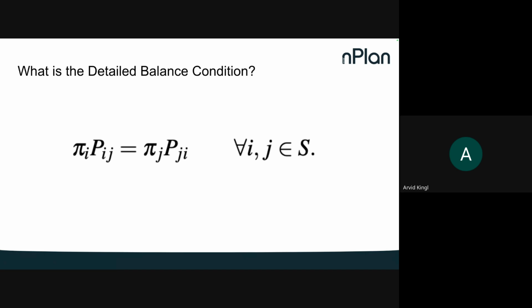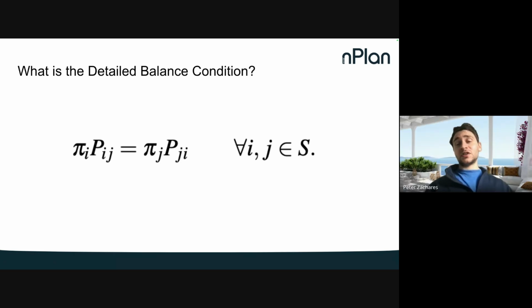So this is a more strict assumption than just stationarity, right? Stationarity doesn't have to be true, right? You could go in a 3-state circle and you would be stationary, but you wouldn't satisfy detailed balance according to this equation.